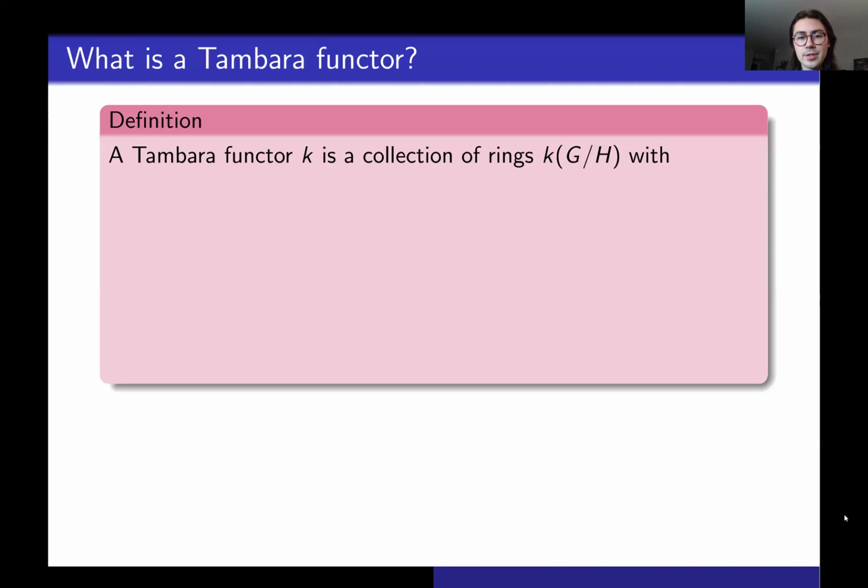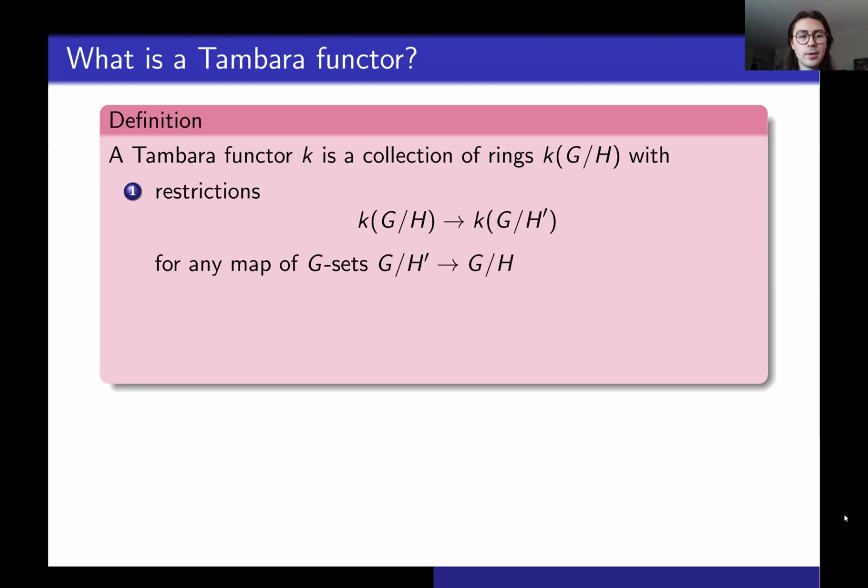So I'm going to ask for a collection of rings for each subgroup of G, and then I'm going to ask for restrictions between them that are not necessarily injective anymore. So if I have a map of G sets from G mod H prime to G mod H, then I'm asking for a restriction map that goes the opposite way. So it's like this contravariant functoriality. And note that you have a map of G sets essentially when H prime is a subgroup of H. Then you have a map from G mod H prime to G mod H.